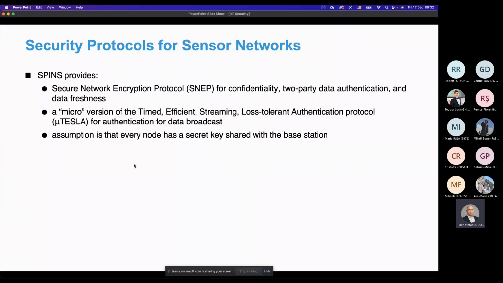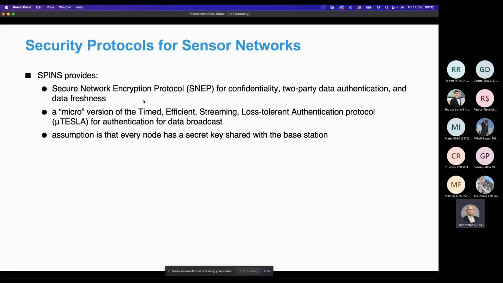Then moving on, let's talk about security protocols for sensor networks, or SPINs in short. This makes two main contributions to defending against attacks. You have a secure network encryption protocol, or SNEP, so it's called, and the micro version of the time-efficient streaming loss-tolerant authentication protocol, which is called micro TESLA.